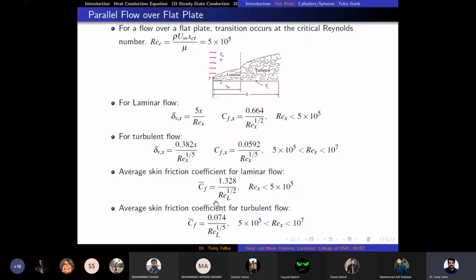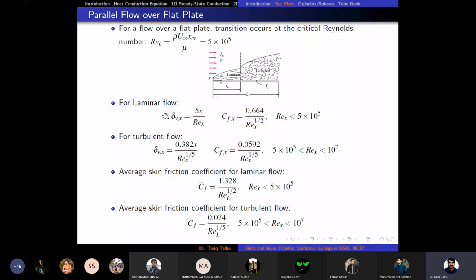So we can easily do this integration, and then the average friction coefficient can be obtained for the laminar flow and for the turbulent flow. Okay, so this is what we have talked about on this slide, which is only related to the fluid flow, right? And that you would also study in your FM2 course, hopefully.